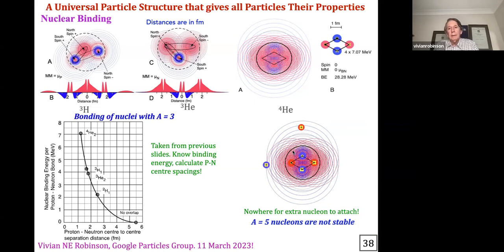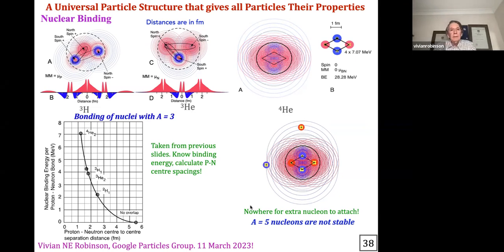The other reason, why can't we have A = 5? Well, the proton can immerse itself in neutrons, one of the neutrons, N/27, but they don't last very long, so it won't stay there. And the same thing, a neutron can put its N27 over one of the protons, but they don't last very long. So A = 5 nucleons are not stable.